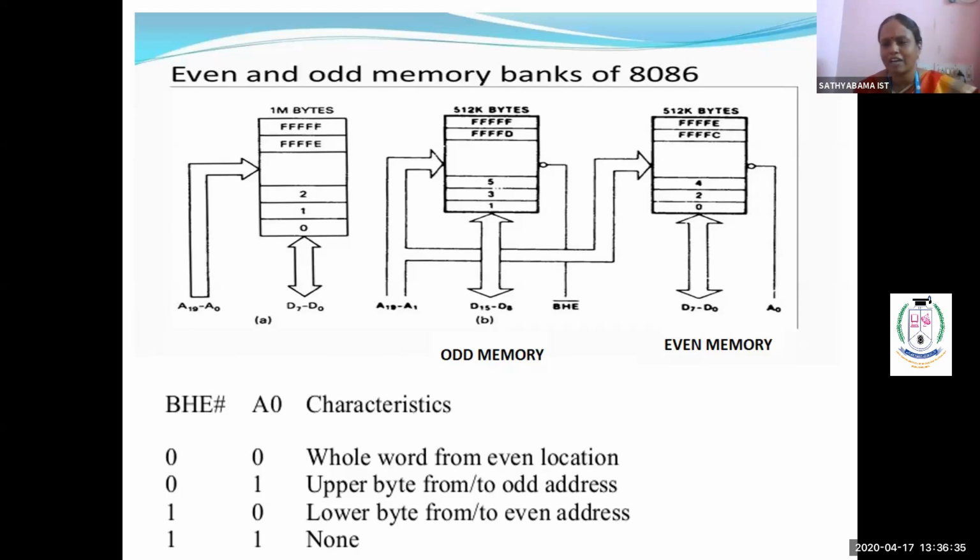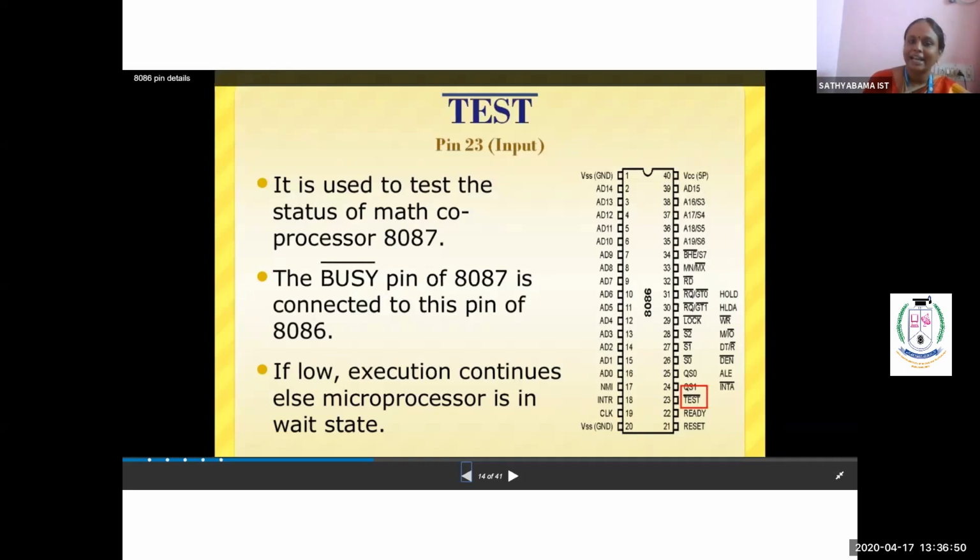So one point you have to understand: even memory, meaning addresses 0, 2, 4, 6, will store the lower order byte. Odd memory, meaning 1, 3, 5, 7, 9, will store the higher order byte, depending upon the BHE and A0 signals. Okay, the next is TEST bar.